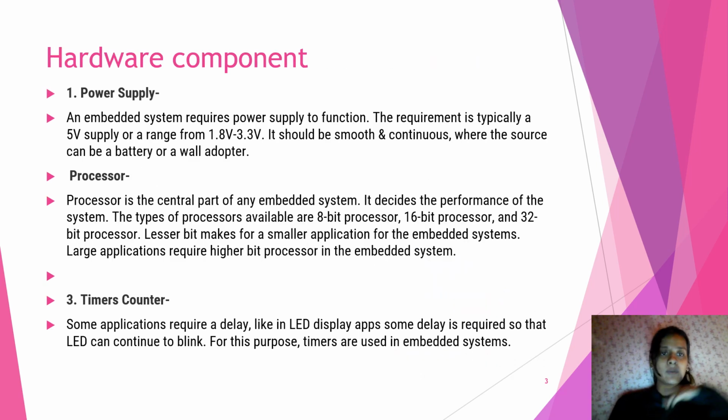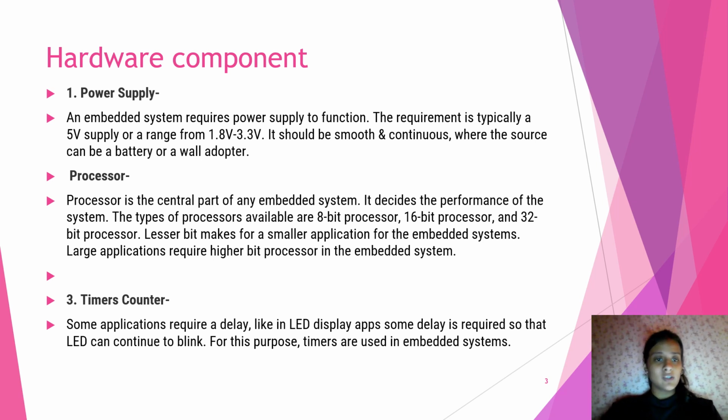Now, beginning with the hardware component. The hardware component needs three things: power supply, processor, and timer controls. Now, the power supply. An embedded system requires a power supply to function. The requirement is typically a 5-volt supply or a range from 1.8 V to 3.3 volts. It should be smooth and continuous, where the source can be a battery or a wall adapter.